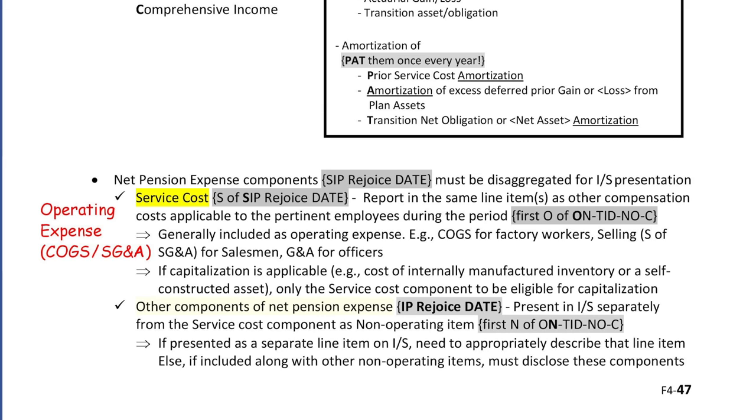However, highlight the other components of net pension expense. So that's I, P, rejoice and date. All these are going to be reported as non-operating expense. So once again, under the new rules, remember to disaggregate the net pension expense. The S of SIP, rejoice, date is an operating expense, COGS or SG&A. IP, rejoice, date, all of that is non-operating expense on the income statement.